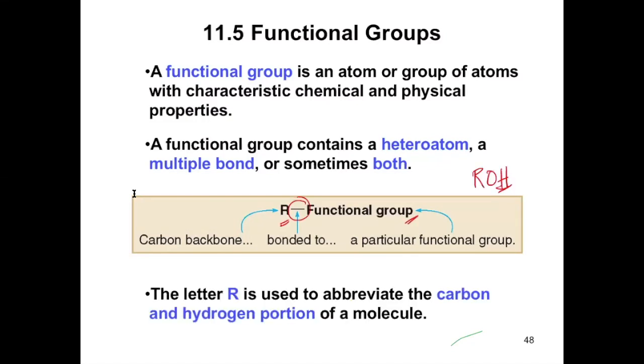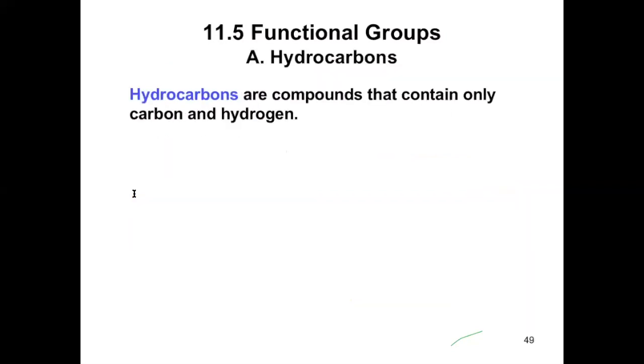Okay? Letter R is used to abbreviate the carbon and hydrogen portion of a molecule. So, ano ba yung iba-ibang functional groups? So, yung una muna, we have what you call yung hydrocarbons. So, yung hydrocarbons are compounds, from the name itself, hydrocarbons. So, it will only contain hydrogen and carbon atoms. So, ano ba yung mga hydrocarbons?